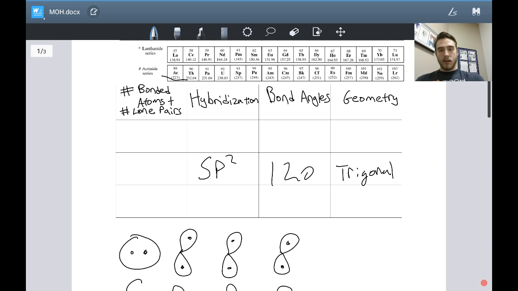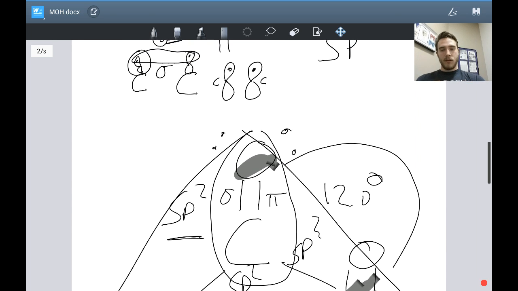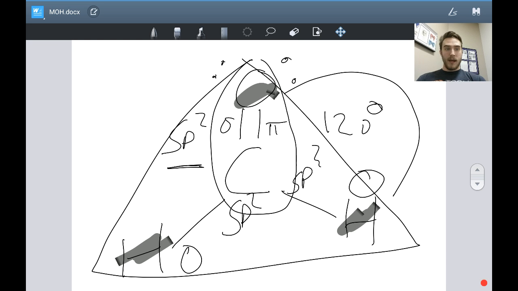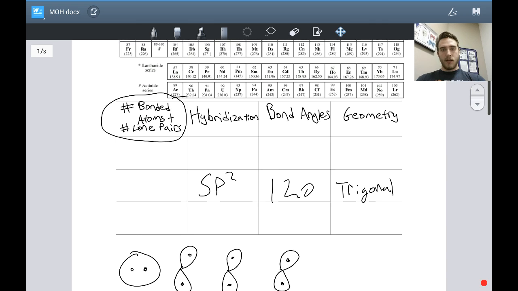And this right here, number of bonded atoms and lone pairs, that's actually what we should be starting with, okay? So if we count the number of bonded atoms and lone pairs for this carbon, we see that it has 3 bonded atoms, the O and the 2 H's, and the carbon has no lone pairs. So we'll just write in 3 here.